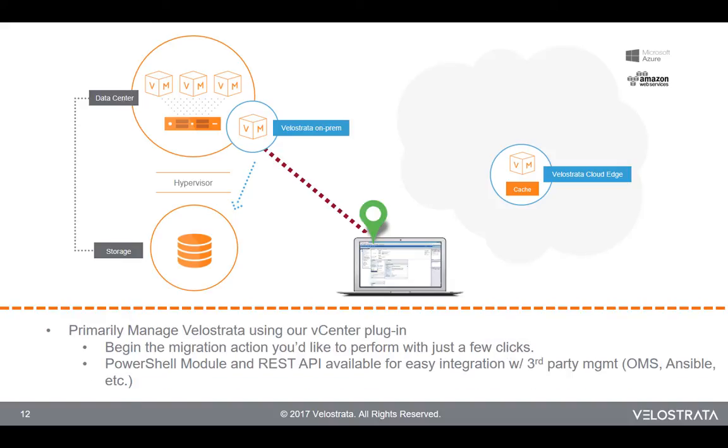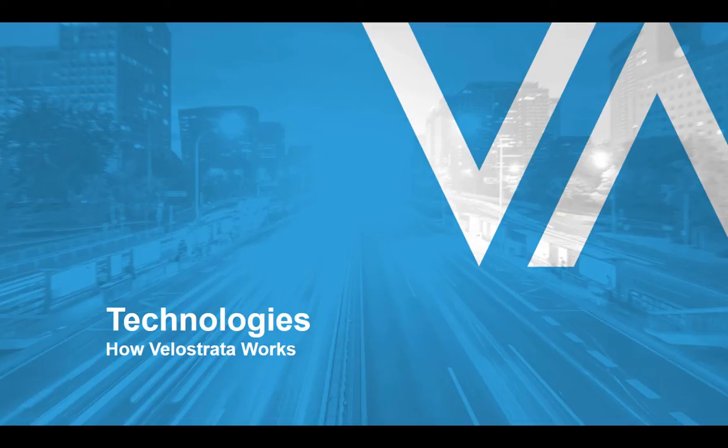Once your Velostrata virtual appliances are deployed, you'll typically manage Velostrata using our vCenter plugin. This makes using Velostrata easy, since the interface is already familiar to IT. You can begin any operation you'd like with just a few clicks here, or you can use PowerShell modules or our REST API to integrate us directly with other third-party management solutions like OMS or Ansible. That's our architecture and deployment.